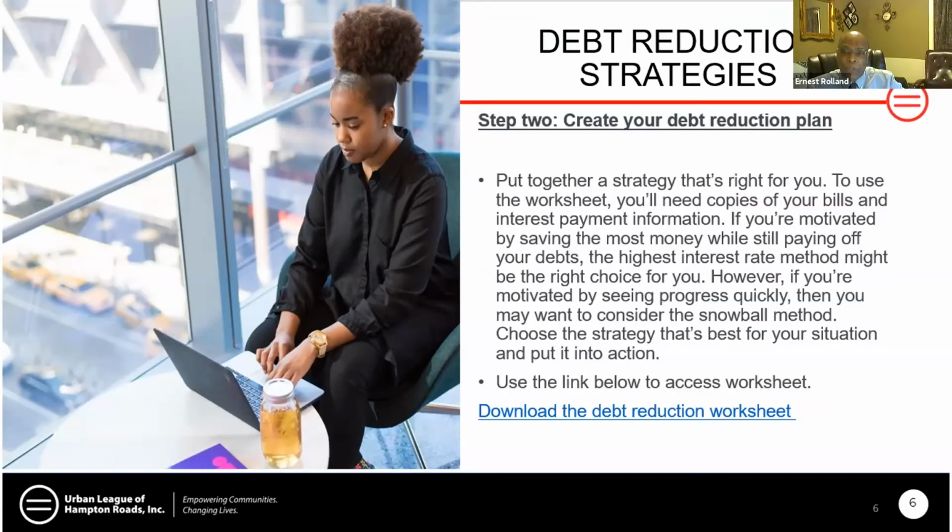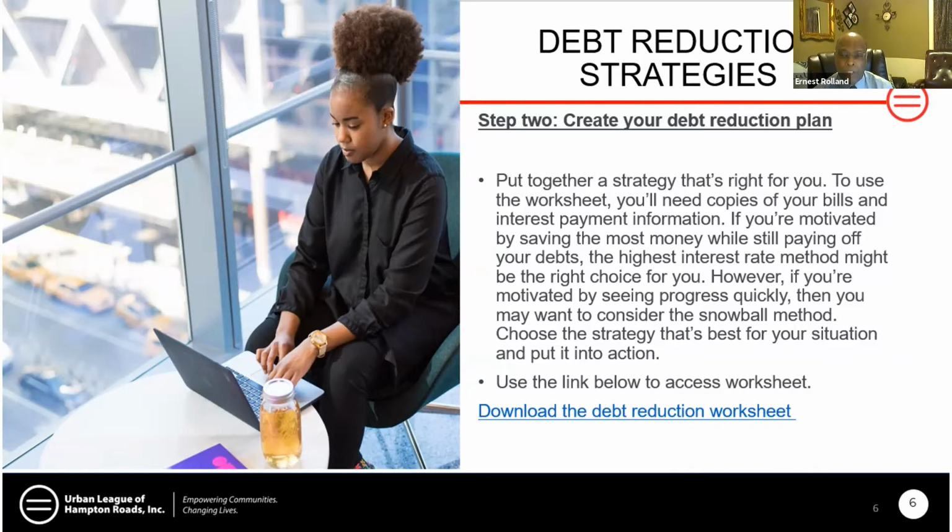So step 2, you want to create a debt reduction plan. Now, there's a link in the slide. As with all of the links, it's in the chat room, so you'll be able to go in and take a look at that and pull it up for your own situation there. So put together a strategy that's right for you when you're creating a debt reduction plan.